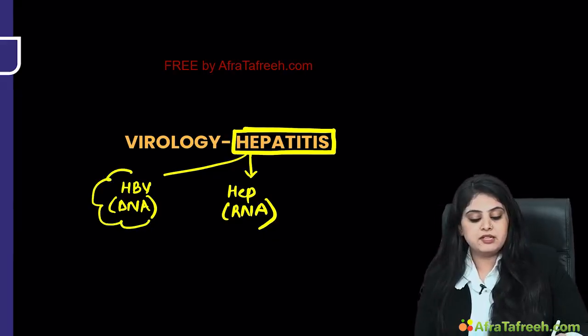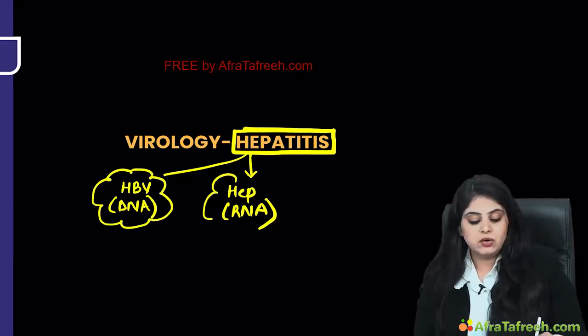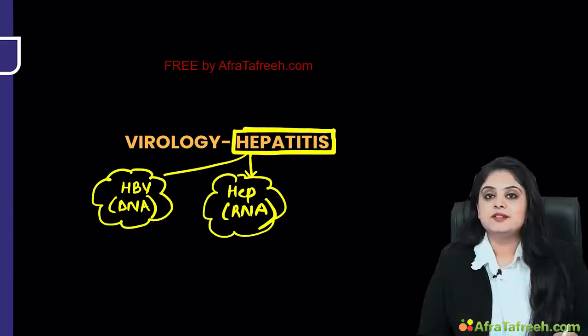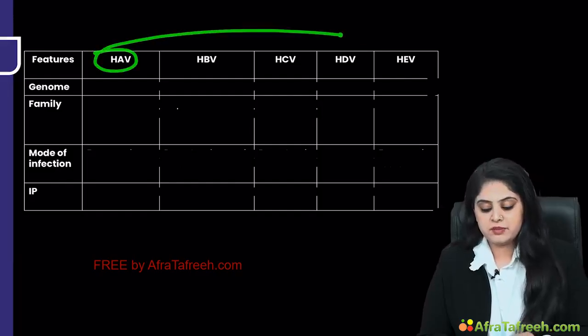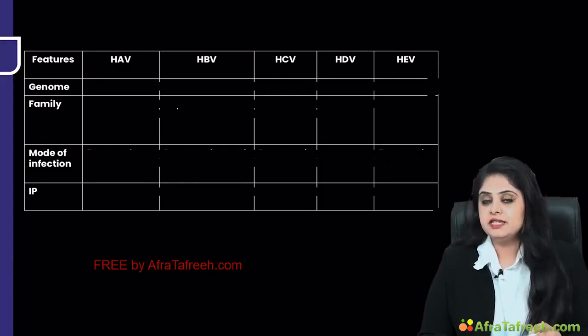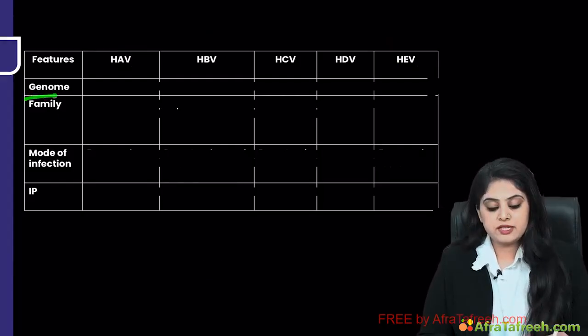out of which, remember, hepatitis B is a DNA virus and all the others are RNA viruses. So let's take all the hepatitis viruses together and we'll divide it into a table starting from hepatitis A all the way up till hepatitis E. So A, B, C, D, E, for which I first want to tell you what the different families are.